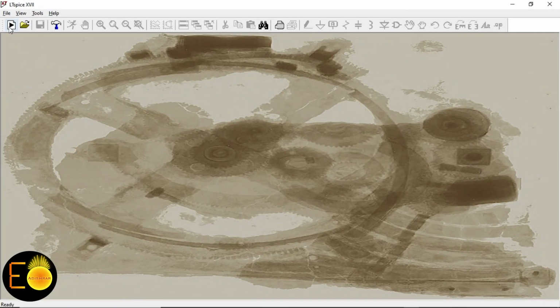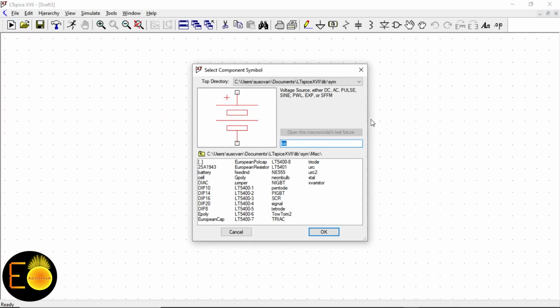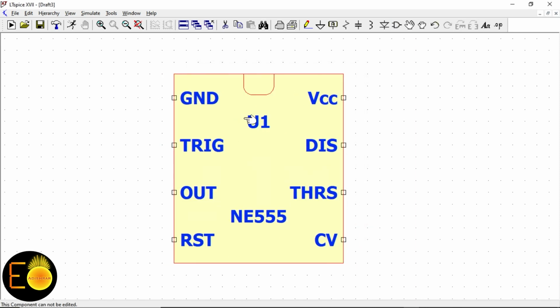So here is the LTspice interface. I'm going for a new schematic and searching for the 555 timer component. From here, I will skip the entire design steps for the astable multivibrator. If you are not familiar with LTspice, you can go to my tutorials listed in the LTspice tutorial playlist. The links are given in the description box, and you can also click on the card that is appearing right now to see the LTspice tutorial.